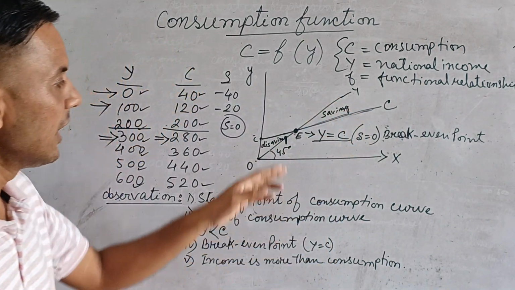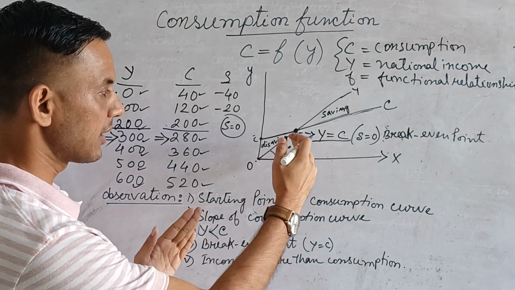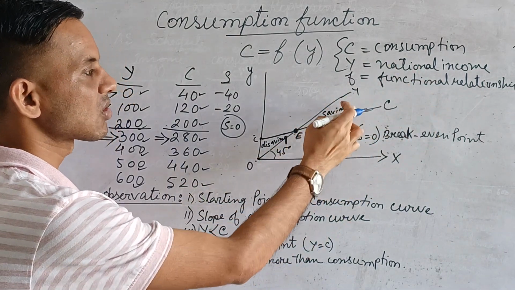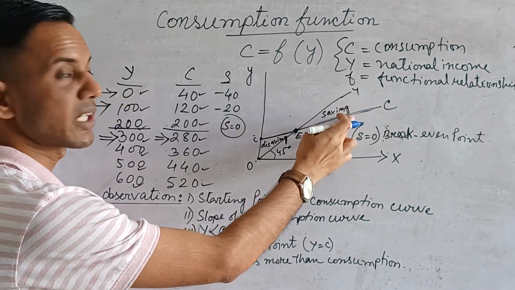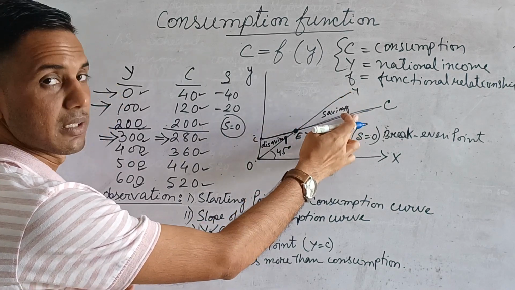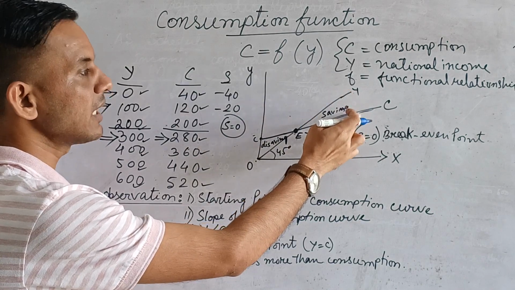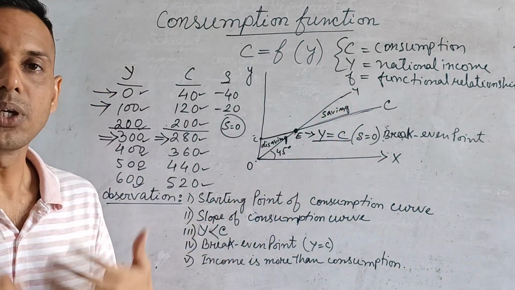Okay. So now you see the right hand part of E. This is called the savings. It means in here income is more than consumption. You have seen this graph. Income is more than consumption, so now you can save.